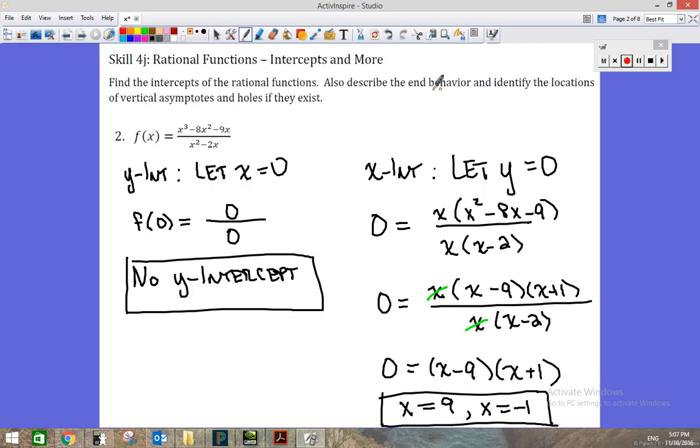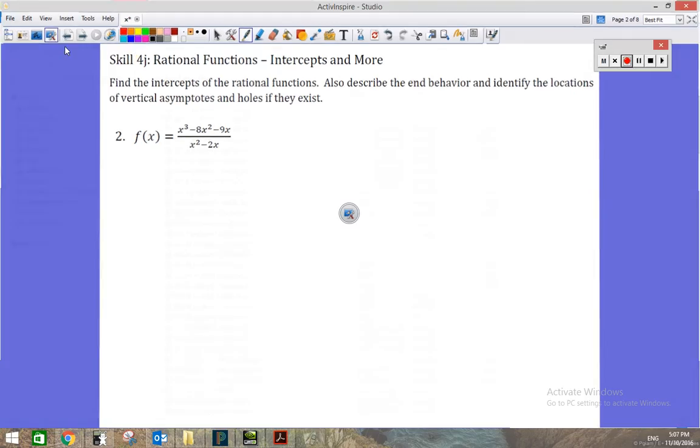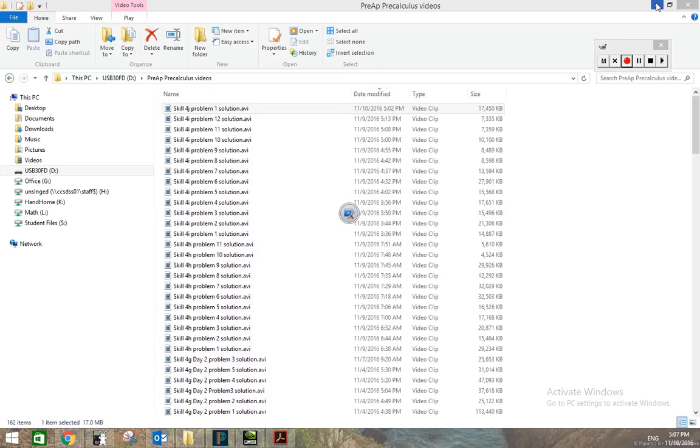So let's move on. So I'm going to clear this. Thought I cleared it. Yeah. What am I doing now?